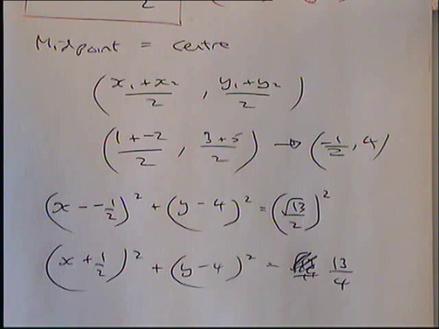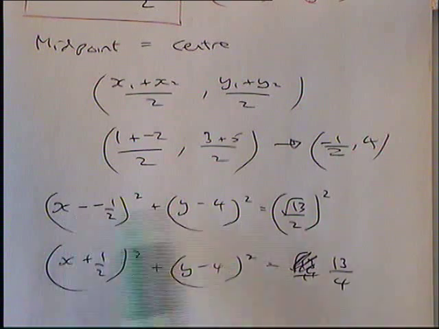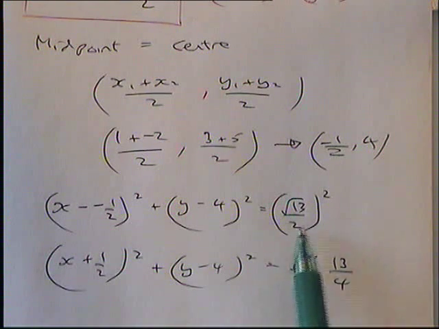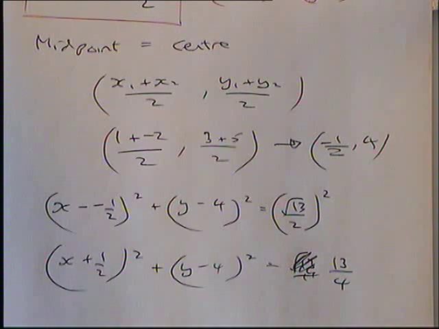Okay, so I've broken it down here. It's x minus the minus half, which makes x plus a half, y minus 4, and then you can just square this. Square root of 13, you get 13. Squaring the 2, you get 4. Okay, that's the end of the circle examples.